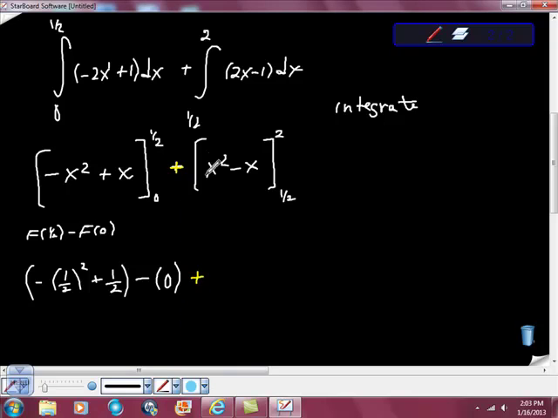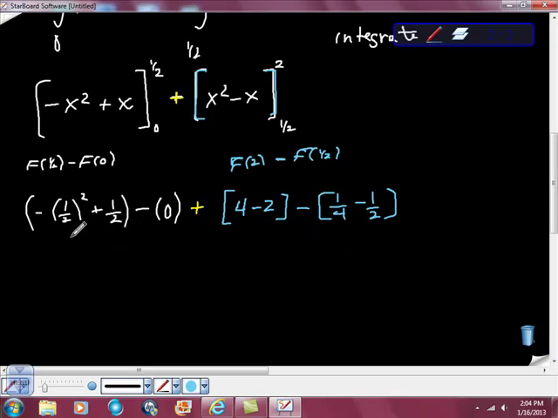And now I'm going to start to do fundamental theorem of calculus here. So here I'm going to take big F of 2. So that would give us 2 squared is 4. Negative 2, so negative 2 here, right? Minus f of 1/2. So this negative sign right here is this one right here. And f of 1/2 is 1/4 minus 1/2. I'm just plugging these values in. So if I go through and do all this math, I'm going to get negative 1/4 plus 1/2 minus 0 plus 4 minus 2 is 2.